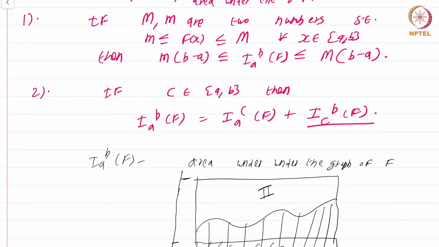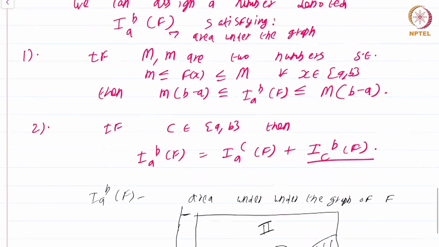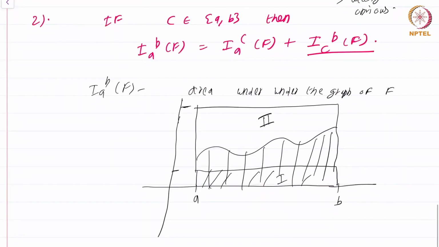Therefore, if you look carefully at the axioms that characterize area, this is nothing. This is just utterly obvious. If this I_a^b of f indeed is measuring the area under the graph, this should be utterly obvious. Okay, so now let's look at this second property. That is also going to say the same thing.